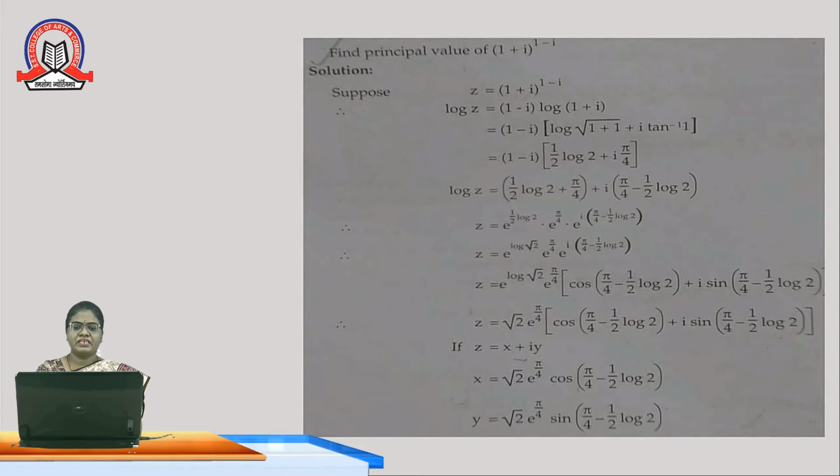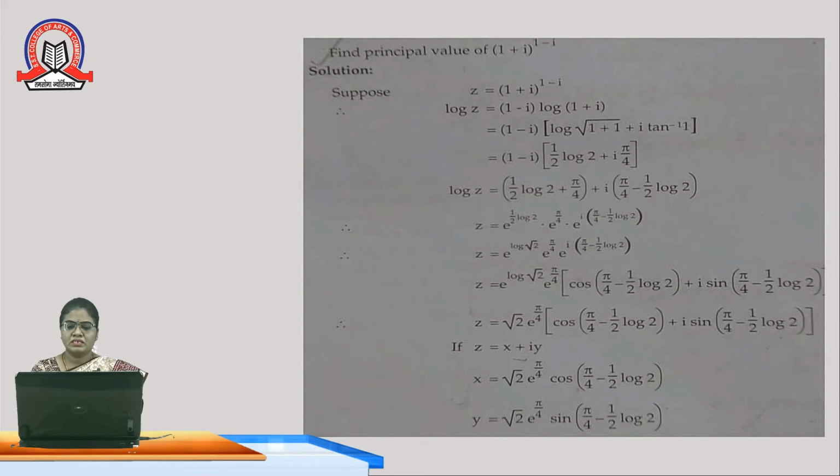Next problem, find the principal value of 1 plus i whole power 1 minus i. If any problem is having a power, we want to take the logarithm. This same type of problem we have already seen. Taking the log on both sides, log z equal to 1 minus i log of 1 plus i. Applying the formula of log of 1 plus i, we will get the final answer as 1 minus i into 1 by 2 log 2 plus i pi by 2.